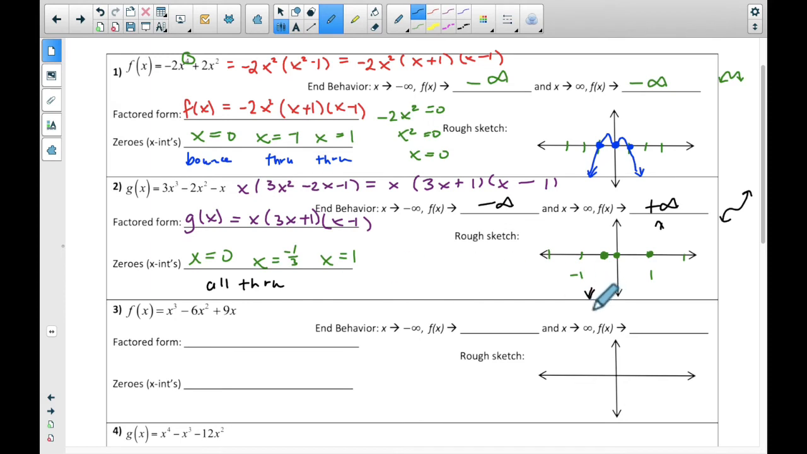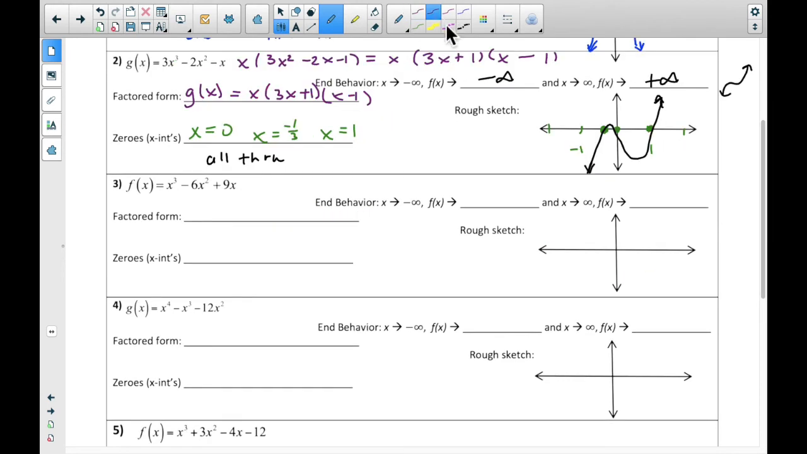All of them are through. So it's just going to go through here, through here, through here, and I have my arrow. And that's it. This video is going to go through all of the graphs, so it might take a while. I'll try to go fast.